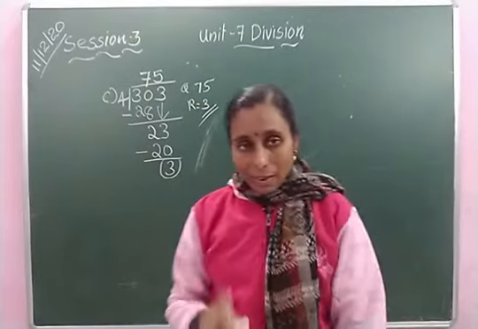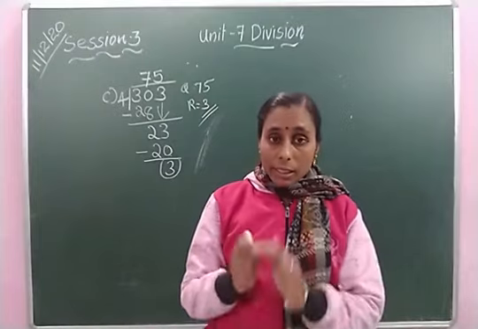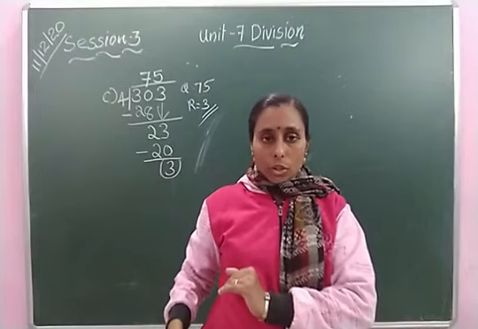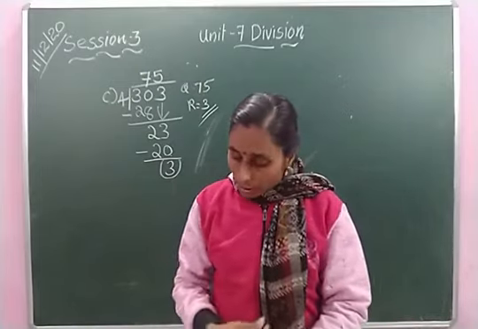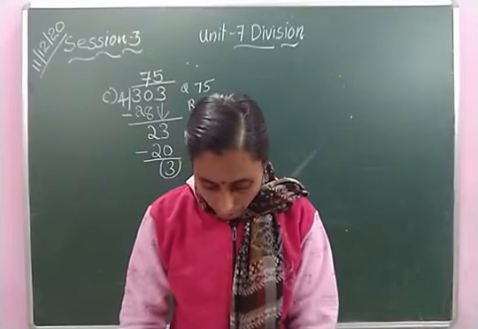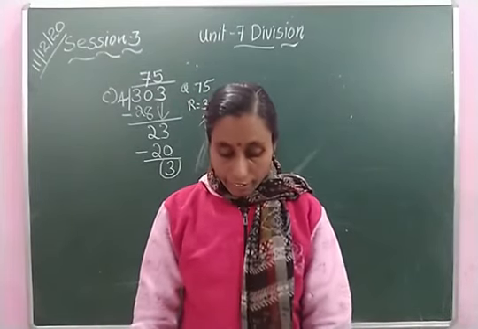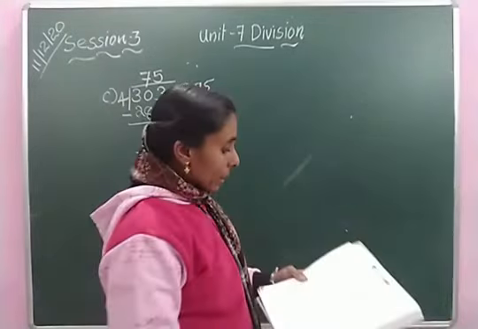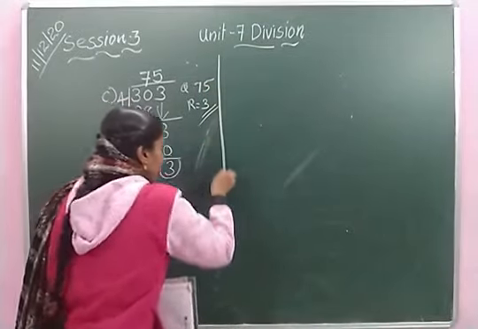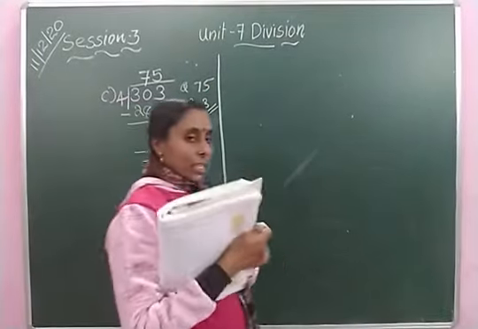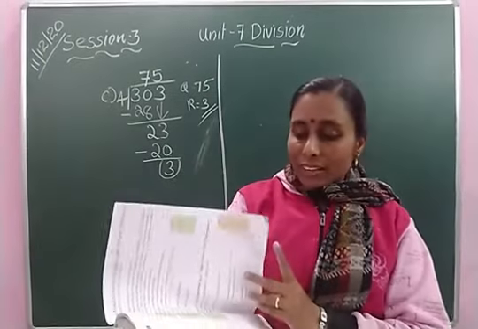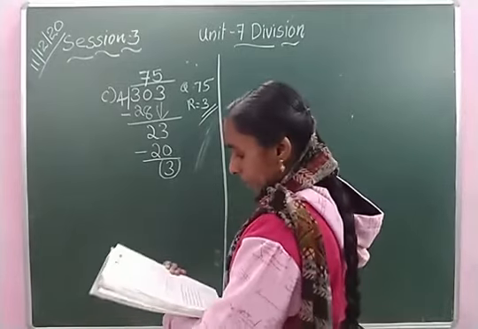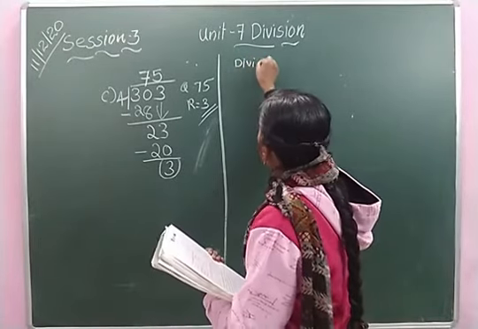Okay. I hope all have understood how to divide a 3-digit number by a 1-digit number. Again we will do the same type of question for verification. That is question number 3. Divide and verify. First question. This verification I have already explained from exercise 7.1. Now let's see how we can do verification.